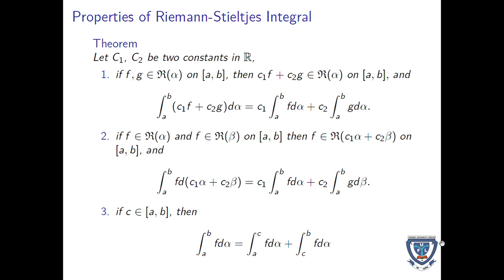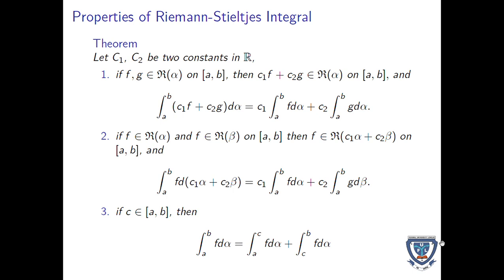Then properties of the Riemann-Stieltjes integral, we are going to look at some few theorems. Let c1, c2 be two constants in R. If f, g are Riemann-Stieltjes integrable with respect to alpha on [a, b], then c1 f plus c2 g will still be Riemann-Stieltjes integrable. And the integral from a to b will also be, we factor the constants out, c1 times the integral plus c2 times the integral.